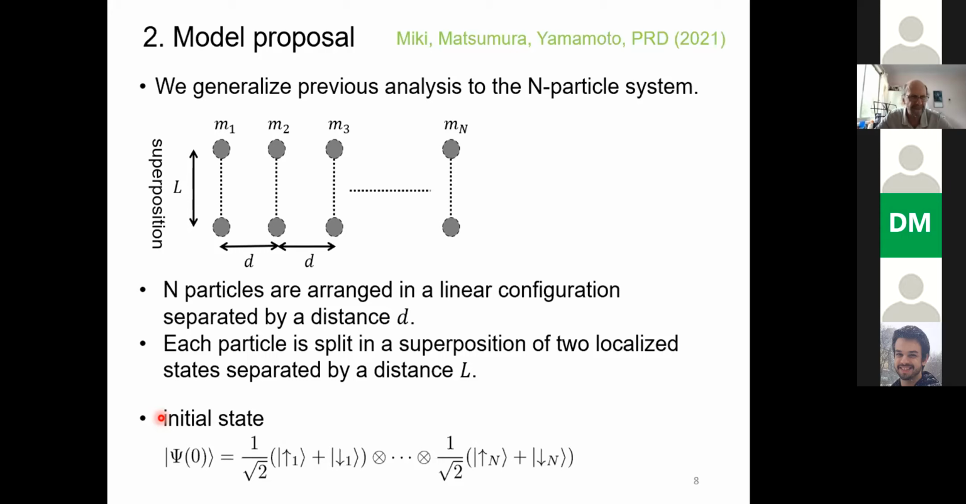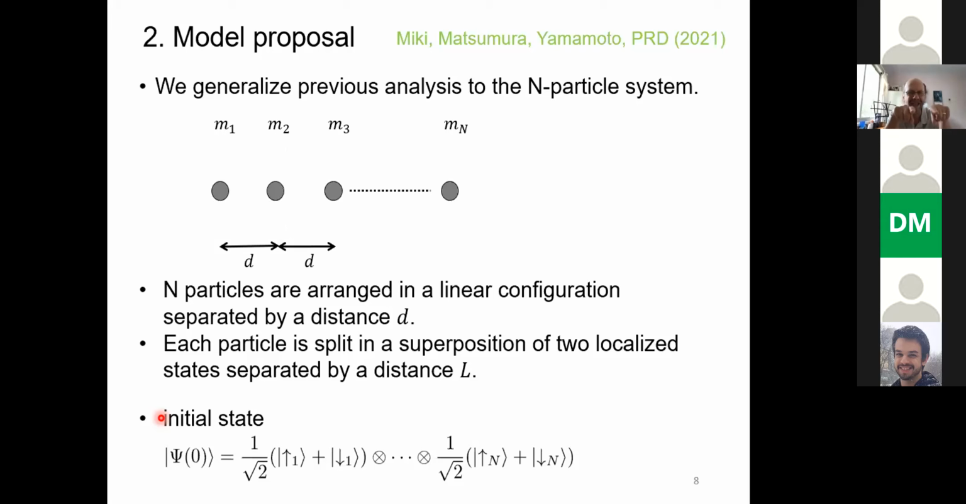Stick together? I can't follow your question. What do you mean? Sorry, is there something holding them at positions so that they're a distance D apart? Yeah, the position is held during the evolution. But so they're in a harmonic potential, are they?